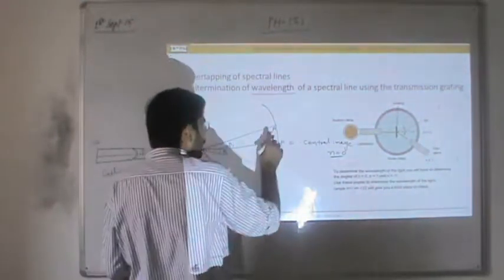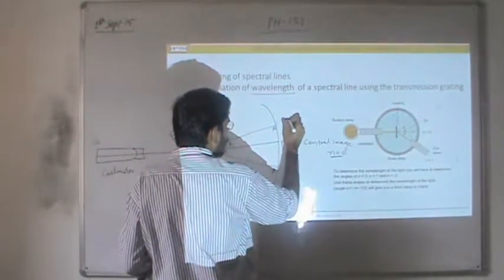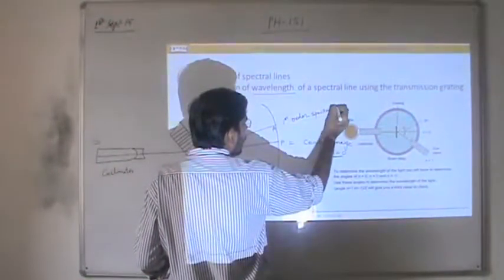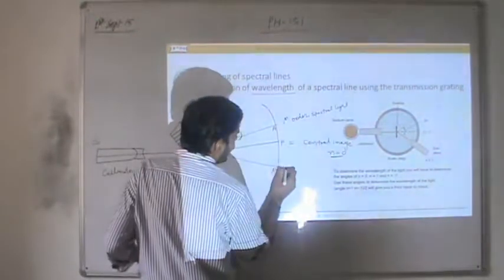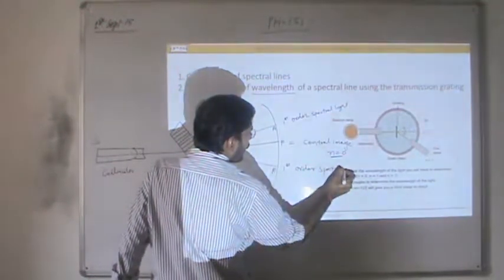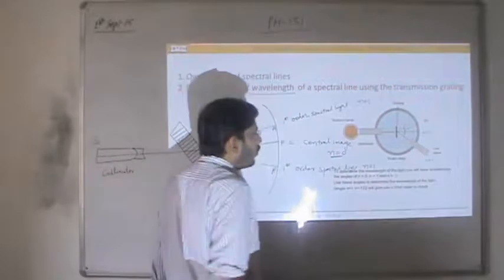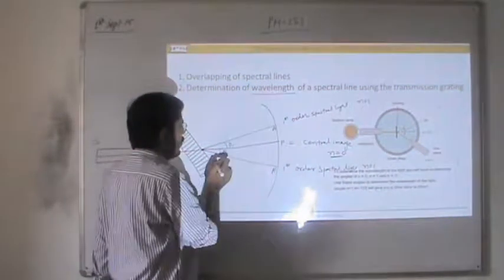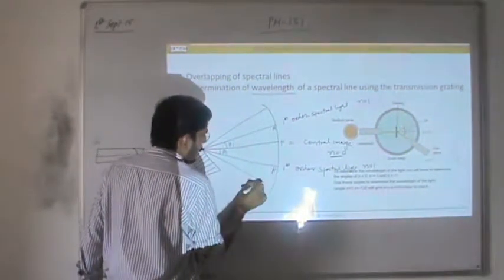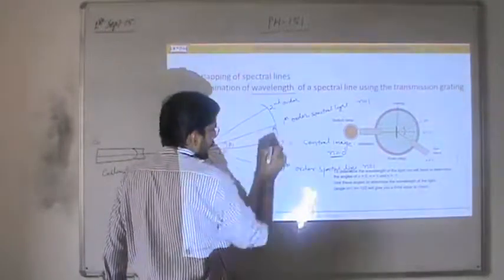Now at points A and A prime we observe the first order spectral light. First order means n equals 1. If we further move, we observe the second order spectral light. This is the second order.